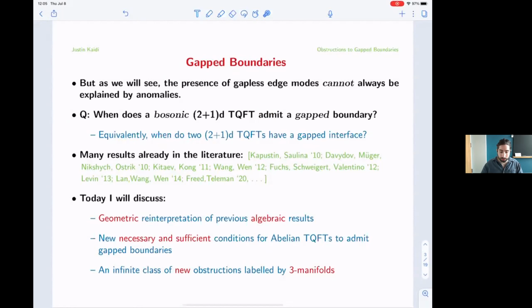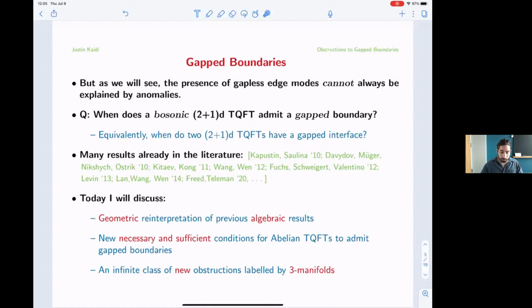Okay, so this is our question, and we certainly are not the first ones to ask this question. There exist already many results in the literature. This is just a small sampling of that. So what exactly do we have to add on top of this vast literature?